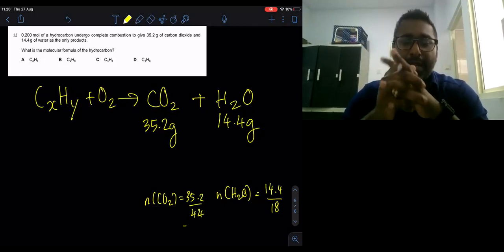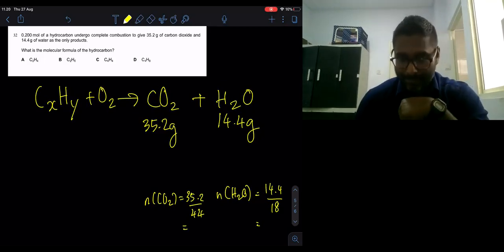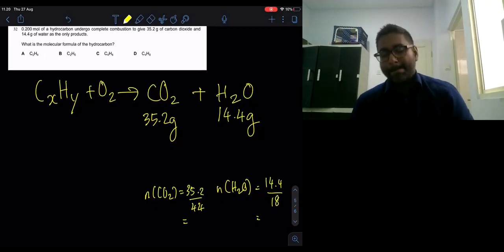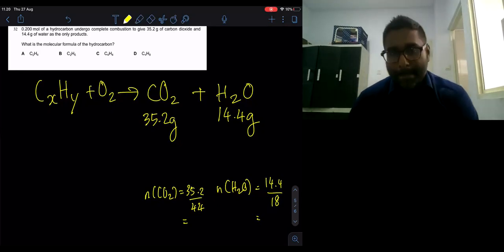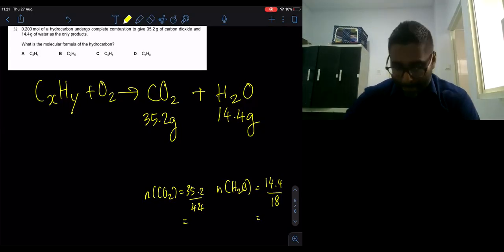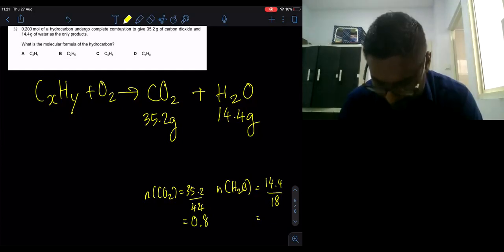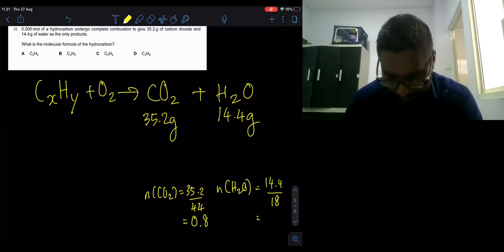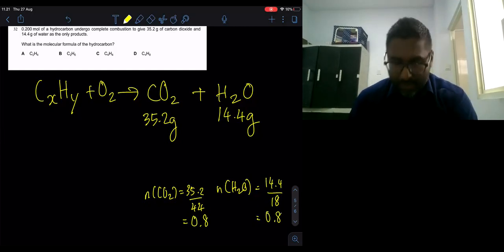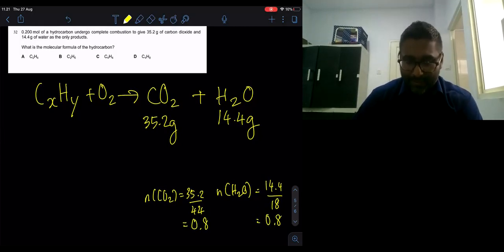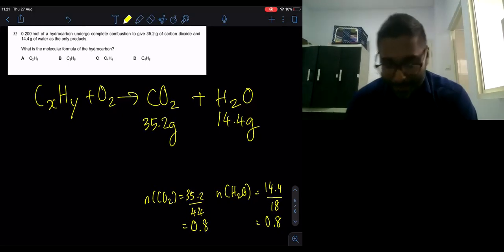Number of moles of carbon dioxide equals 0.8. Okay. Number of moles of water, 0.8. Okay. Now I want you to think what is going to be the next step.